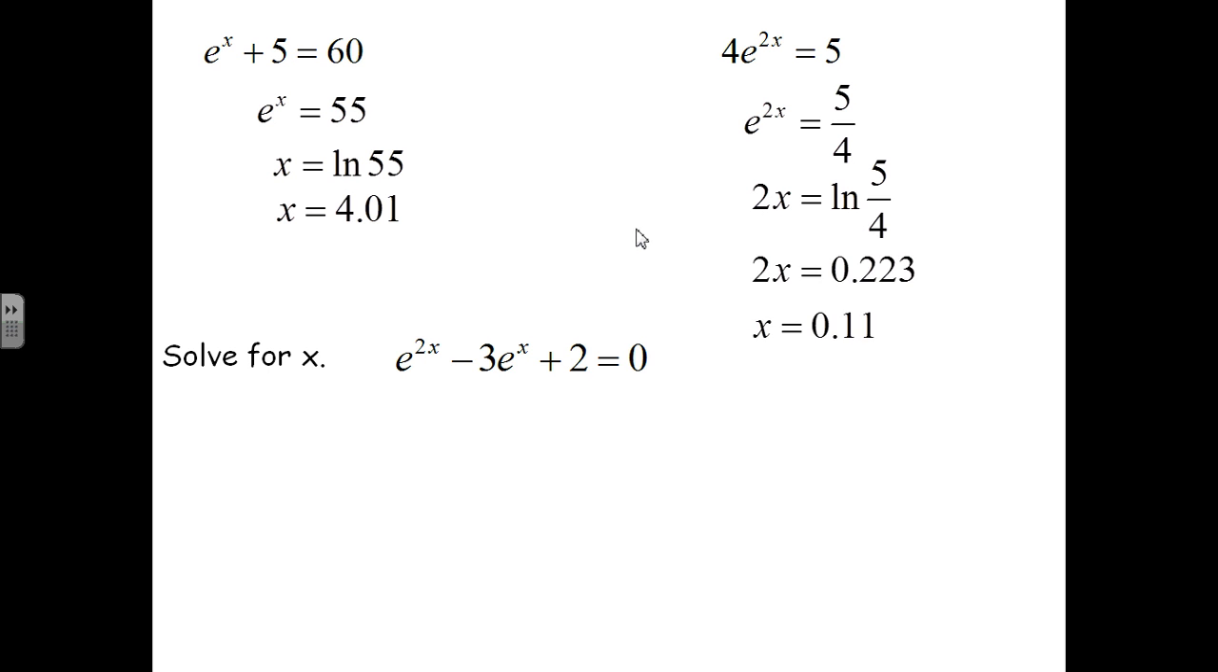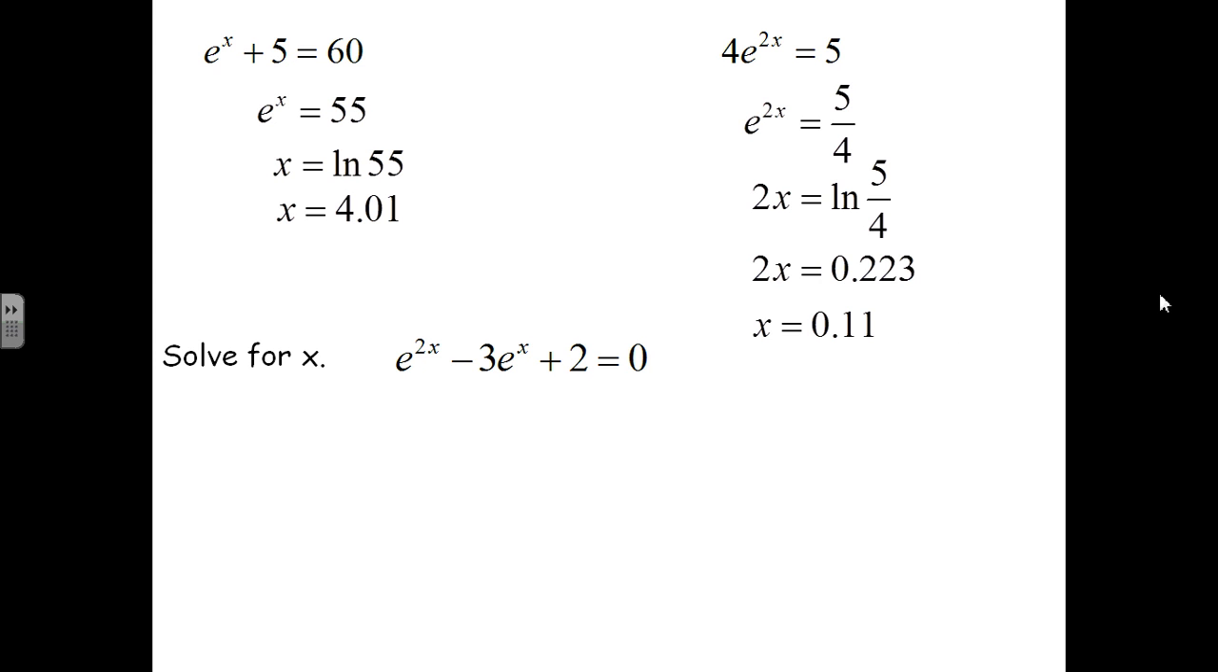Okay, so this one, first thing we're going to do is divide by 4. So we get e to the 2x equals 5 over 4. When I take the natural log of both sides, it's going to cancel with the e, but I'm going to be left with a 2x instead of just x. So I get 2x equals the natural log of 5/4. I'm going to evaluate this and get a decimal and then divide by 2. So I get 2x equals 0.223, and then I divide by 2 and I get 0.11.